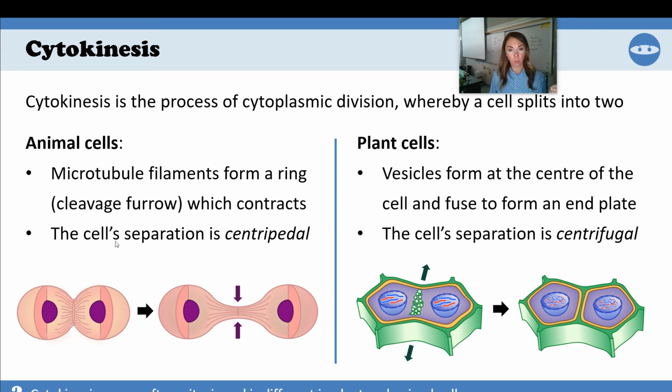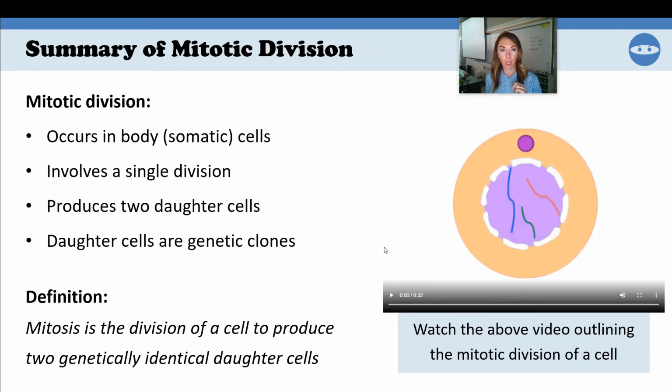So this cell separation is called centripetal, right? So centripetal, and then this is called centrifugal, right? So centripetal, centrifugal. Make sure you know those 2 things and those are written down. Okay. All right. So here's a summary of mitosis.